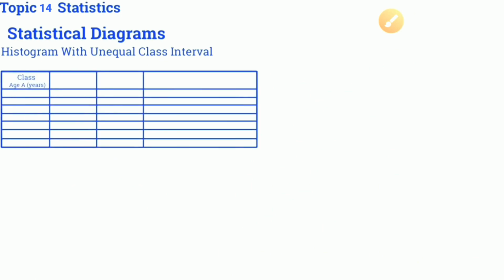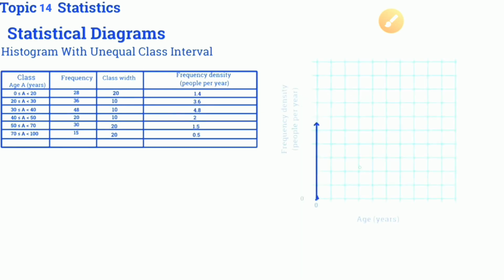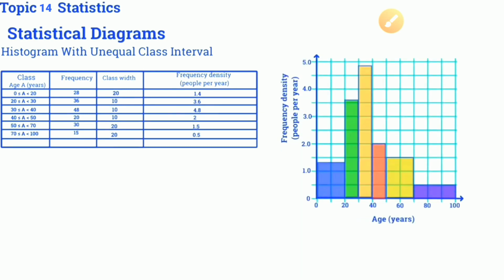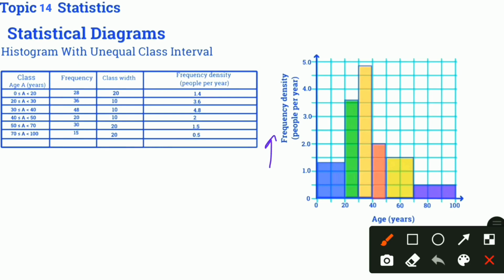Histogram with unequal class intervals. This time the classes will have unequal intervals. Taking the class width of each class, then find the frequency density. This is the formula: frequency divided by the class width. Then make a diagram of frequency density against the class. Let's say the class is 0 to 20. This is the class, and what is the frequency density? The frequency density is 1.4. So this is 1.4.